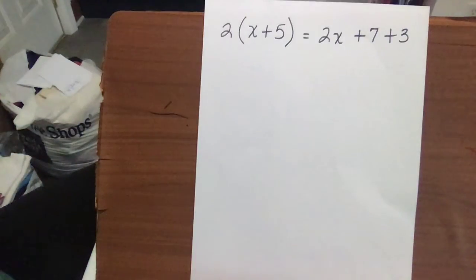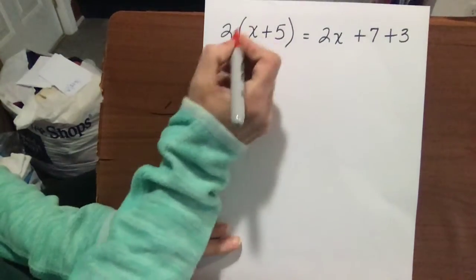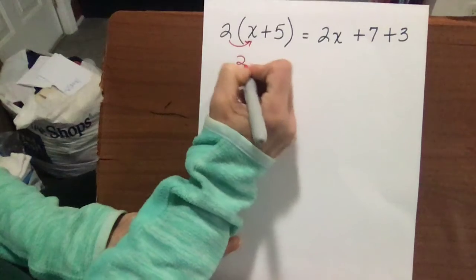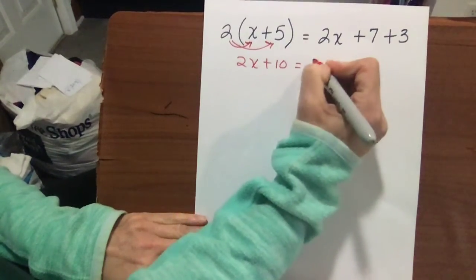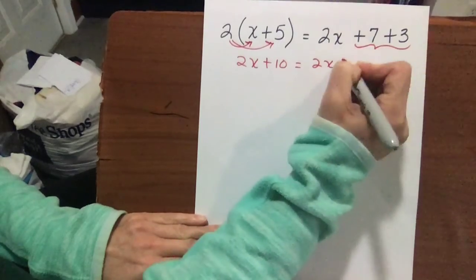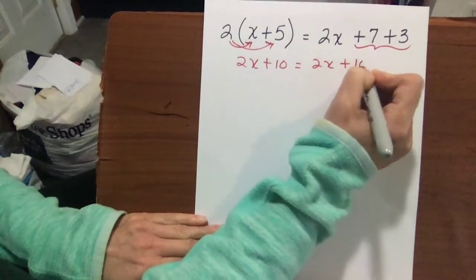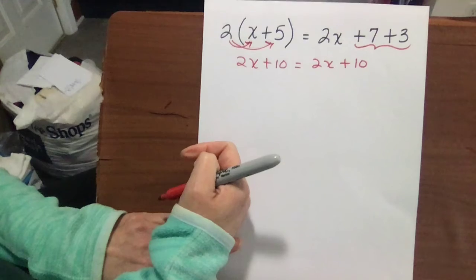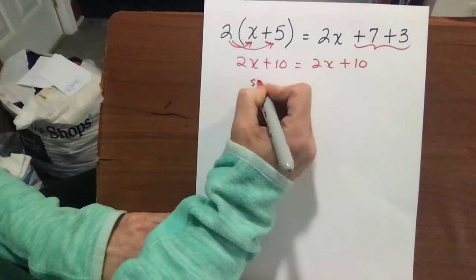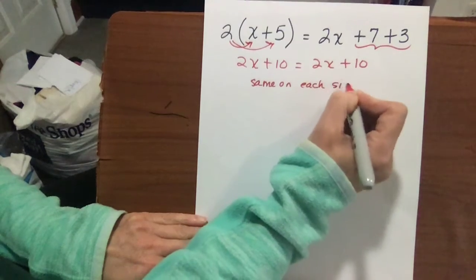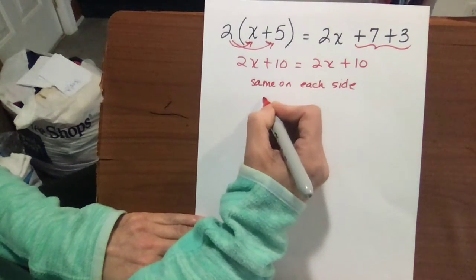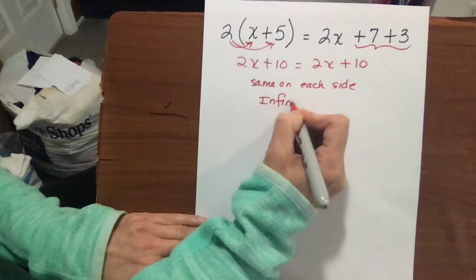All right, let's try another. This side we're going to distribute, so 2x plus 10. This side we're going to keep the 2x, and we're going to gather up 7 plus 3 is 10. And you notice it's the same on each side. So if it's the same on each side, the answer is infinite solutions.